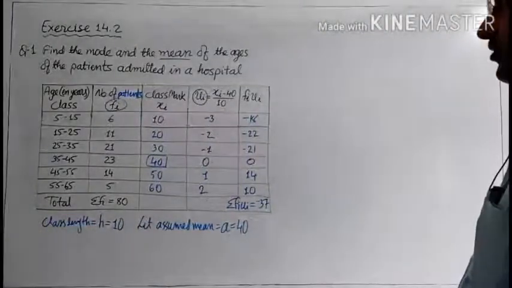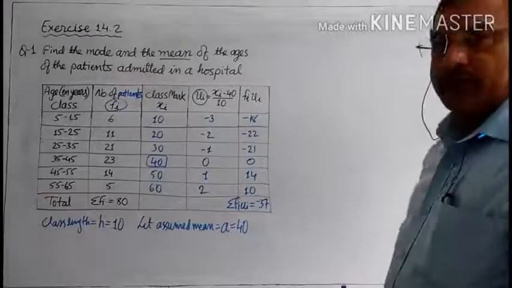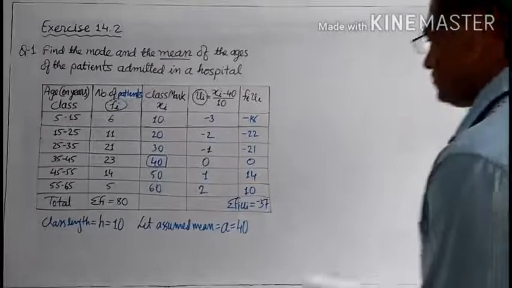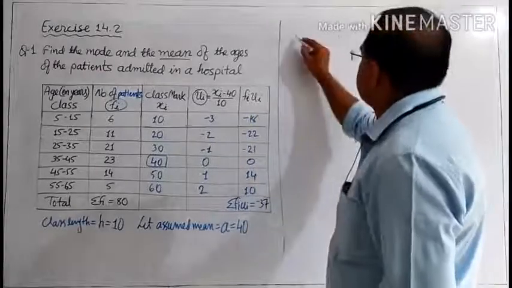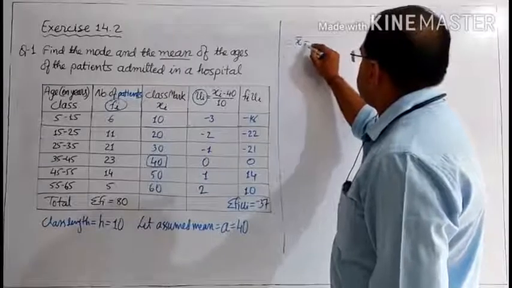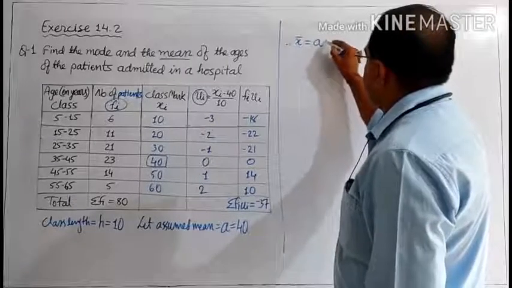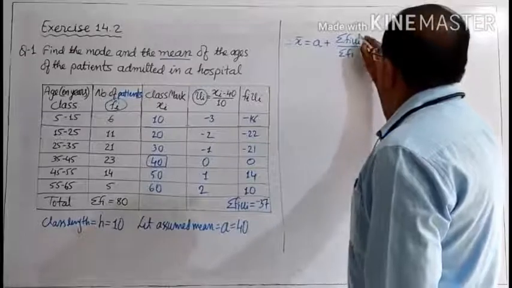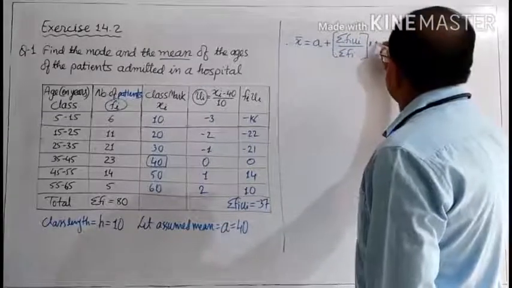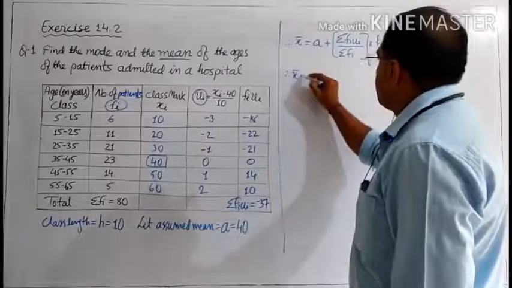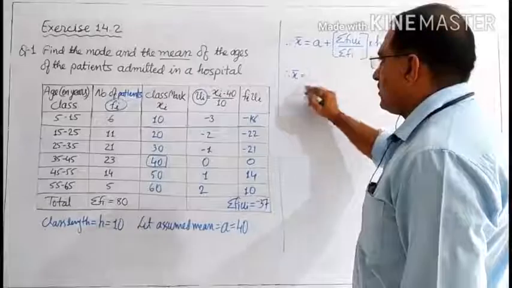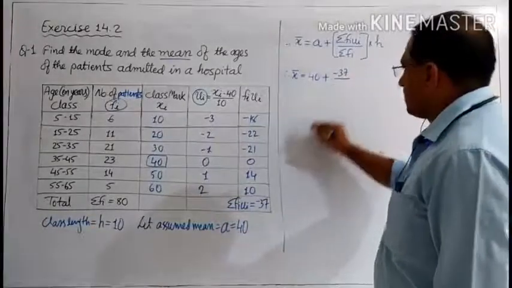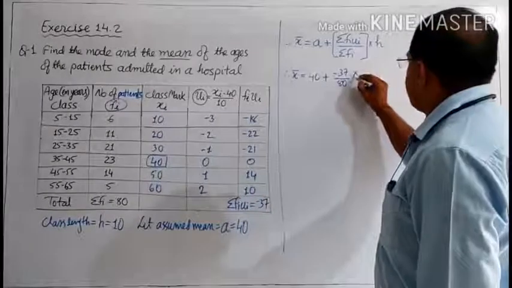So now we can find the mean. How to find the mean? Here we are following the step deviation method, so we have to use the step deviation formula. The mean x bar is equal to the assumed mean plus sigma fi ui divided by sigma fi, multiplied by the class width. So therefore, mean is equal to the assumed mean 40 plus sigma fi ui, negative 37, divided by sigma fi, that is 80, multiplied by 10.